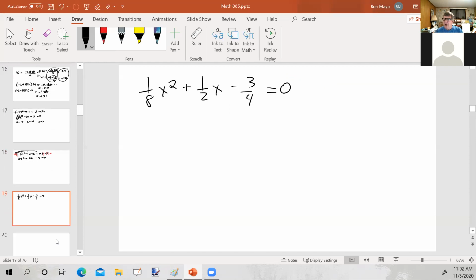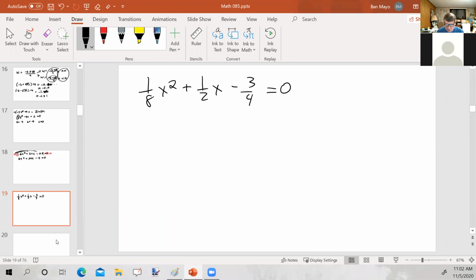Now, I don't think we've done this in Math 93 this quarter. This actually goes all the way back to beginning algebra, Math 85, or wherever you took beginning algebra. But we can deal with the fractions. We could say A is 1/8, B is 1/2, and C is negative 3/4. Things get really messy if we do that. Better to clear the fractions.